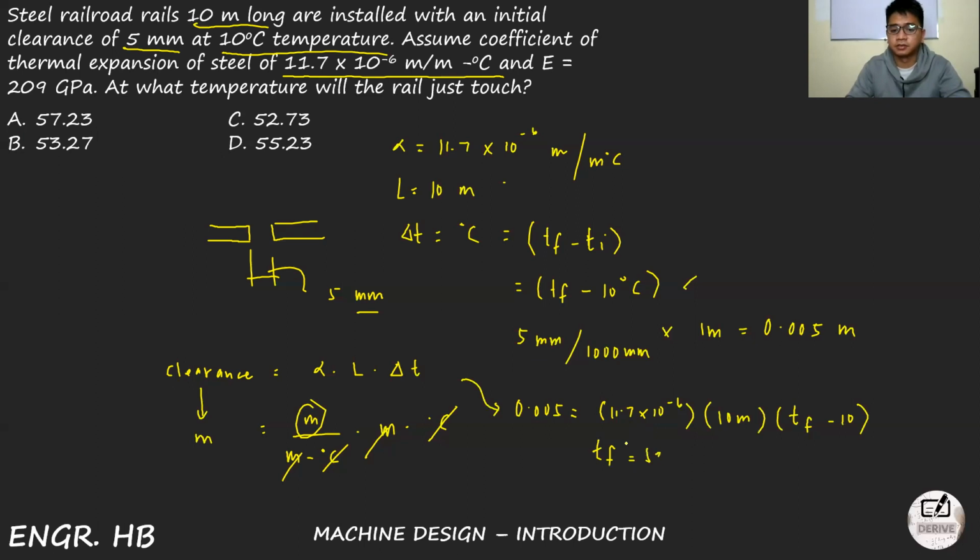So our final answer is 52.735 degrees Celsius. Ibig sabihin, you need 52 degrees Celsius na temperature in order for your rails na magtagpo with a given clearance of 5 mm. So meron bang choices na 52? So magkakamukha yung choices. So ayun, meron tayo dito, which is letter C, 52.73.